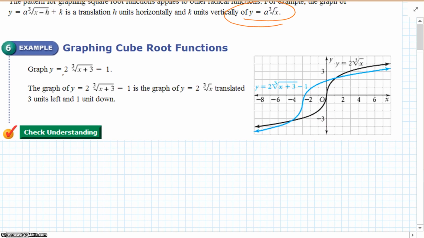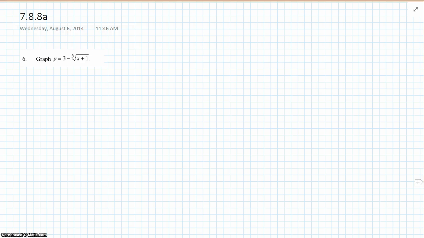So example, graph y equals 2 times the cube root of x plus 3, minus 1. So the graph is really the parent function of y equals 2 times the cube root of x. So we can plot some points. We did that with this one. And now all we've got to do is translate it 1 unit down and 3 units to the left. So we translate that 1 unit down, 3 units to the left, and we just match it. Okay, not too difficult.